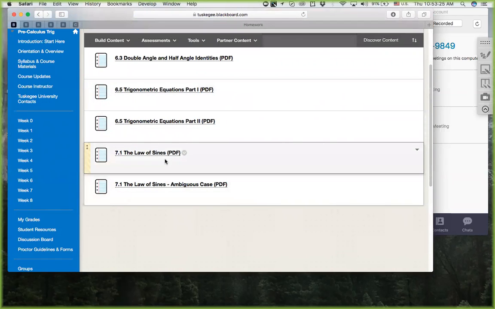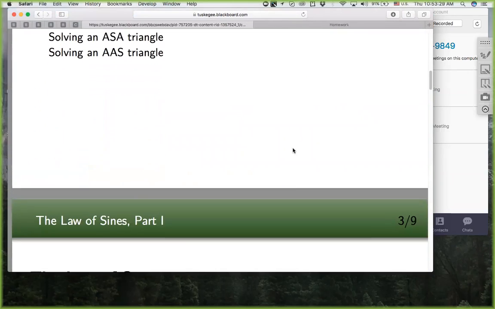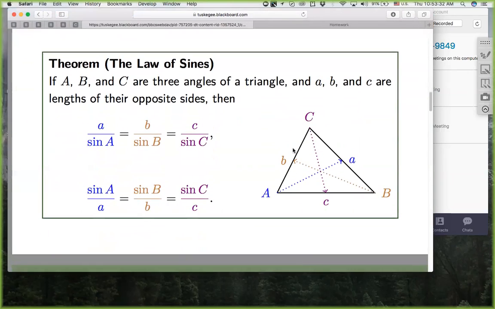Okay, so we'll go back here to the slides and we'll talk about the law of sines. So here, this is the law of sines, a new type of formulas. And there are two types, both are similar. And the equations are quite symmetric, so it's not too difficult to memorize these formulas. But I will also provide the formulas to you when you take the final exam.